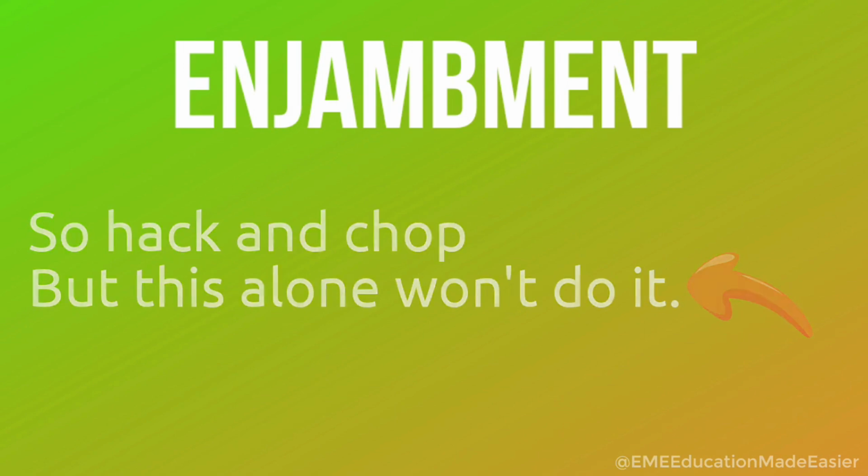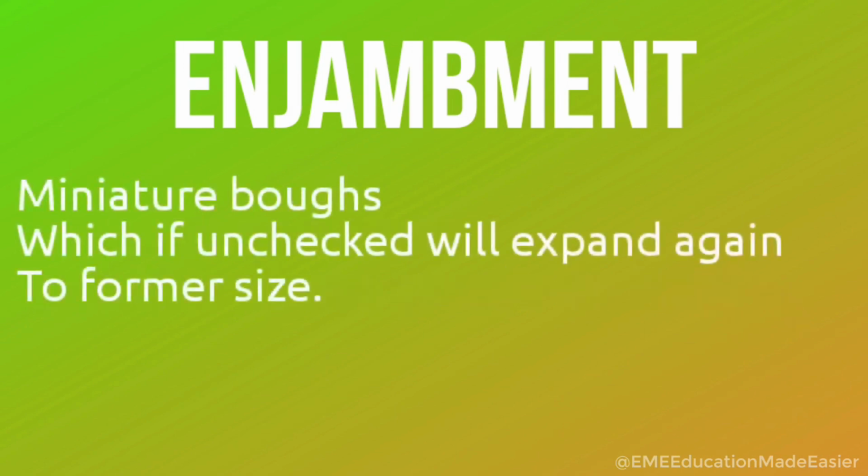Then we have the third example, "miniature boughs, which if unchecked will expand again to form a size." In these lines, a full stop comes at the end of the third line. The first line rolls into the second and the second rolls into the third line.